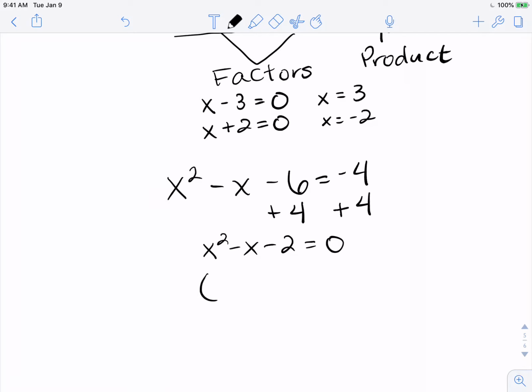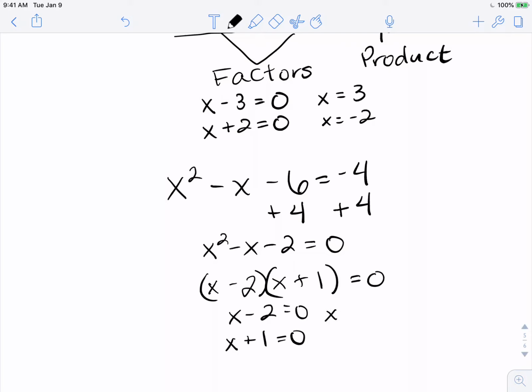You factor. So it multiplies to be -2 and adds to equal -1, which is going to be -2 and +1, equals 0. You've got your product and you've got your factors. Set your factors each equal to 0. Solve for x, and you solved it.